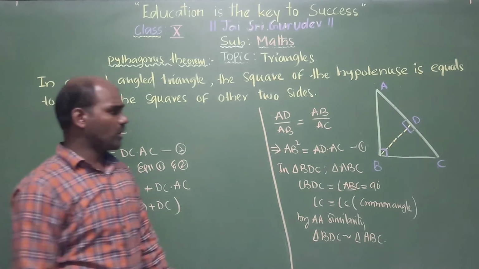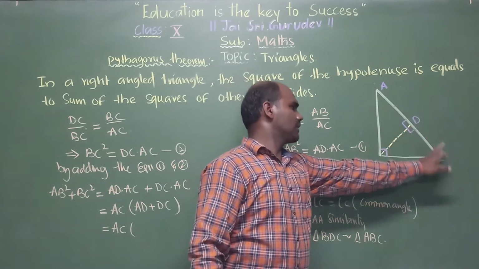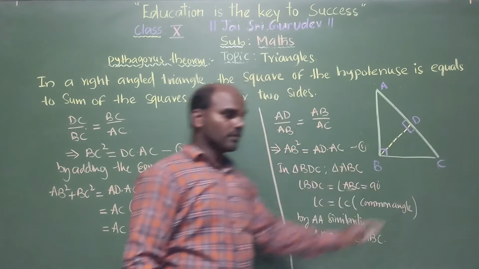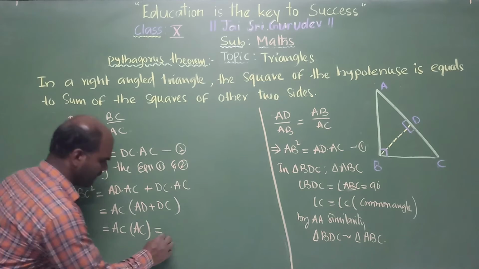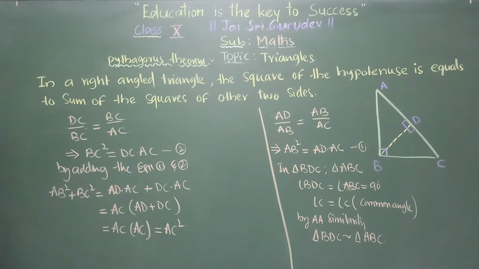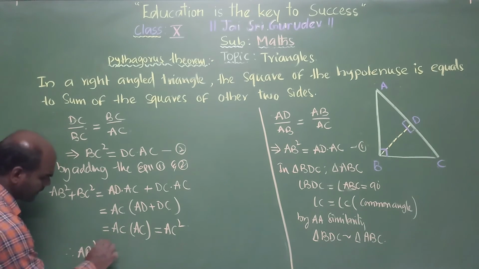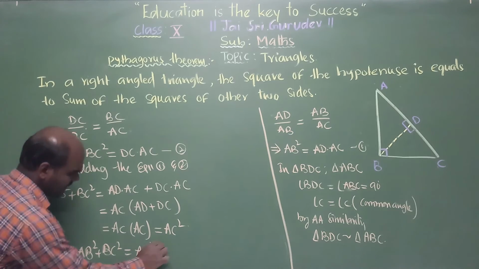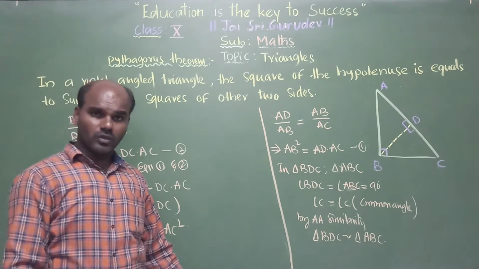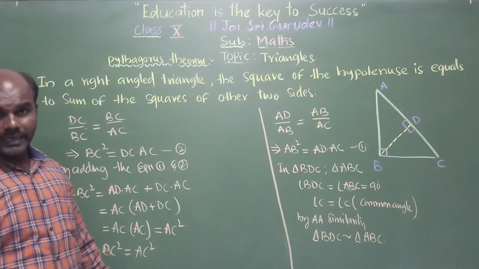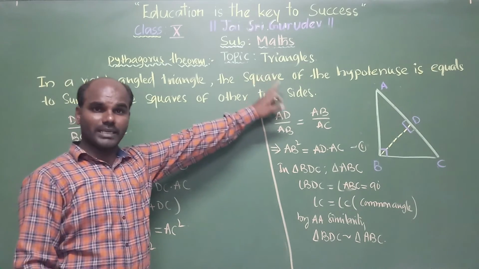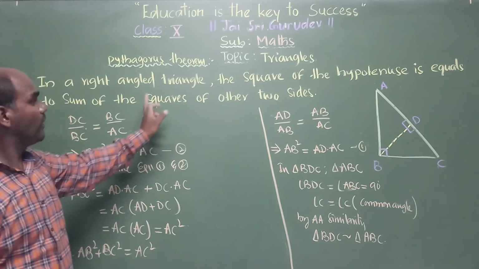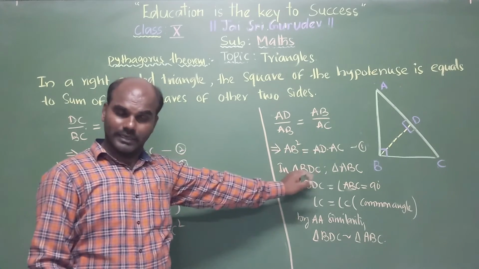You have to observe the figure. AD plus DC will become AC, no children? That is AC. So it is equal to AC into AC, AC square. Therefore AB square plus BC square is equal to AC square. So that is what was required to prove. So we conclude that in a right angle triangle, the square of the hypotenuse is equal to the sum of the squares of the other two sides. Okay. Did you understand now?